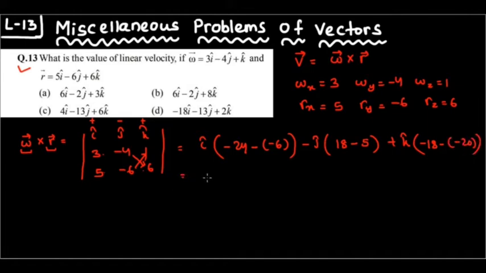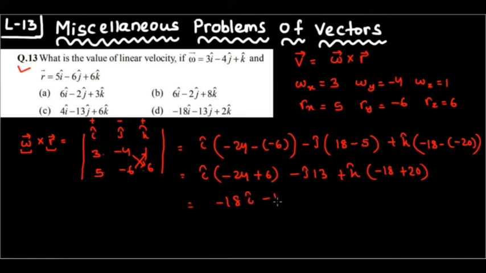So that is equal to i cap into minus 24 plus 6, minus j cap into 18 minus 5 which will be 13, and plus k cap into minus 18 plus 20. So that is equal to minus 18 i cap minus 13 j cap plus 2 k cap. So you can see that option number D is the correct one. So in this way you can solve this question, and now we'll proceed to the next one.